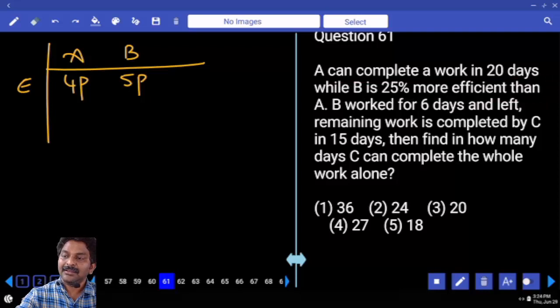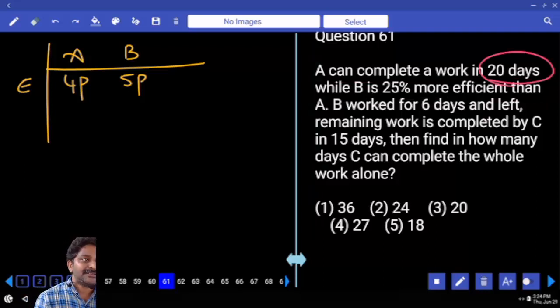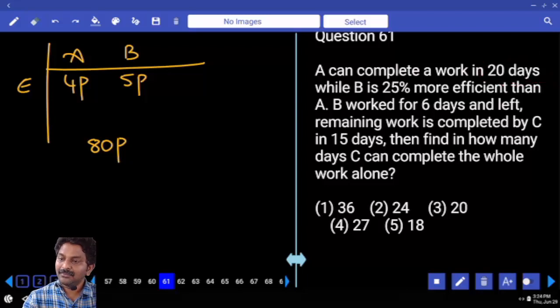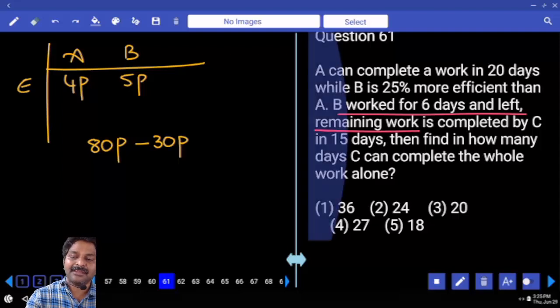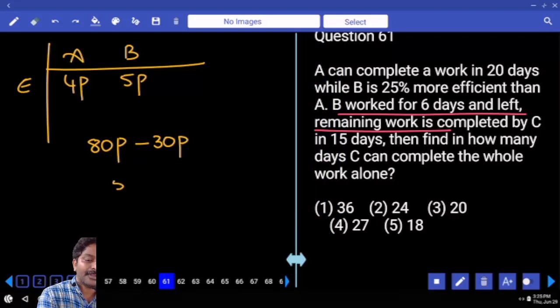And then A can complete the total work in how many days? Per day A will do 4 parts. Like that in 20 days he will do 80 parts, the total work. Correct? Now B started working and worked for how many days? In 6 days B will do 30 parts. That means out of the total work, 30 parts is already over. Now how much is the remaining work? 50 parts is the remaining work.